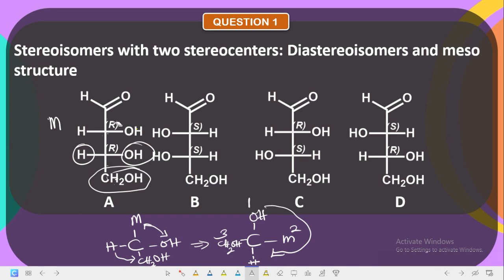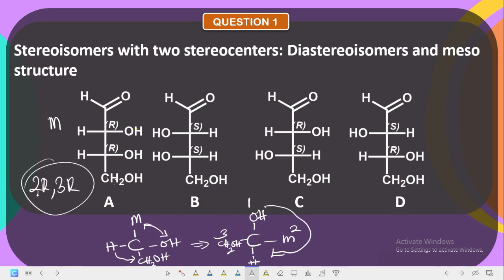Arrow, arrow. So if you want to call the configuration of this compound, now what do you say? This is 2 arrow and 3 arrow. Telling you that at position number 2, there is arrow. Position number 3, there's another arrow. Is that understood? Now let's go to the next.